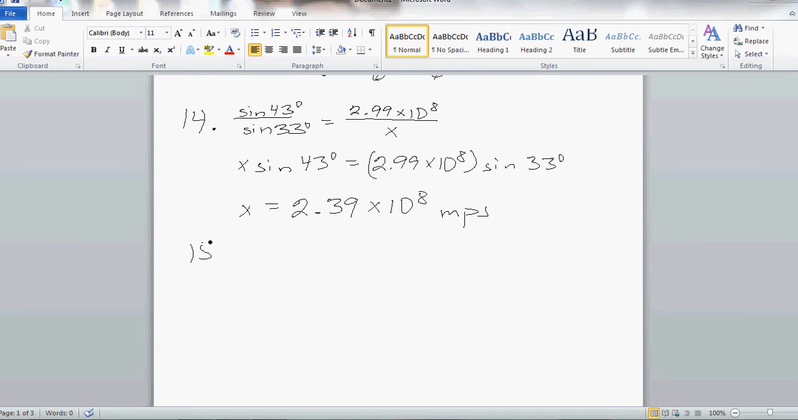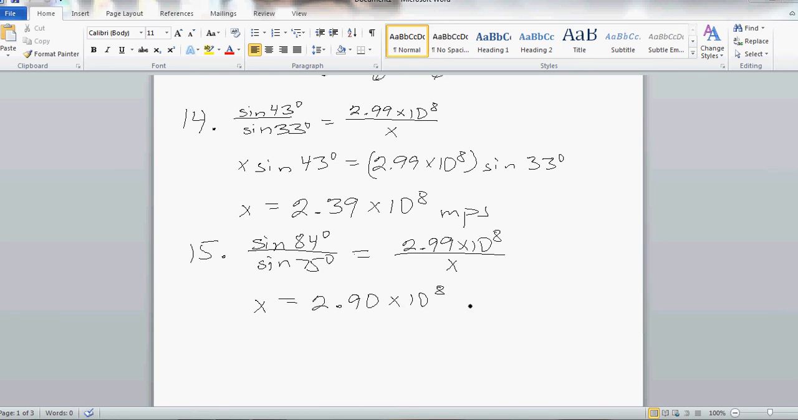Same thing can be done with example number 15. Just plug it in, do the cross products, and then we will have it solved. Using the information given in the problem, we have sine of 84 degrees over the sine of 75 degrees equals 2.99 times 10 to the 8th over x. Doing the cross products and solving for x, we get 2.90 times 10 to the 8th meters per second.